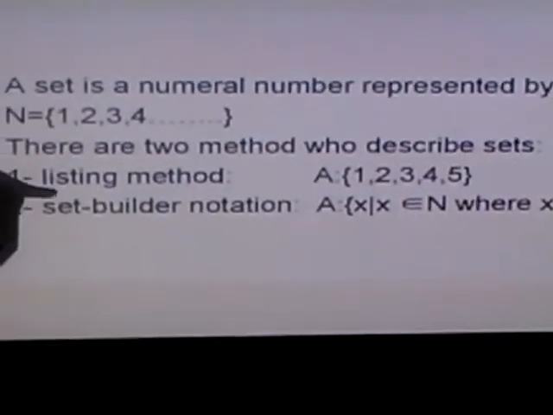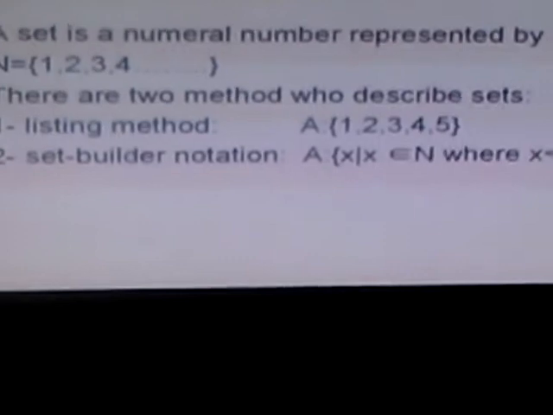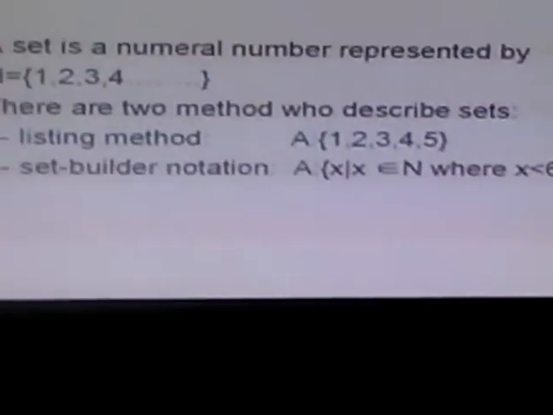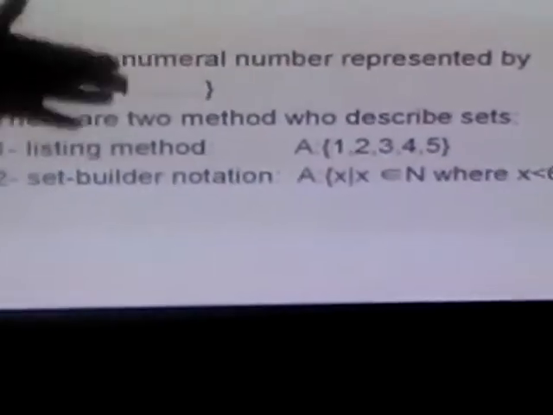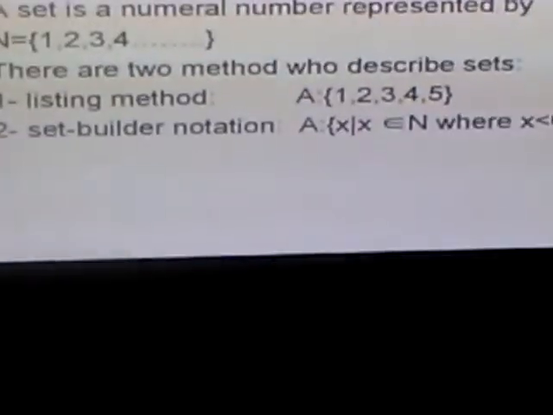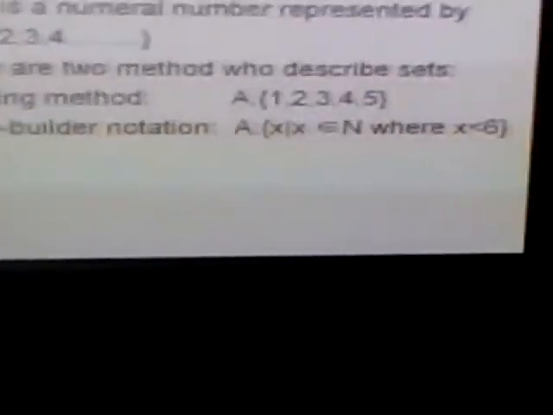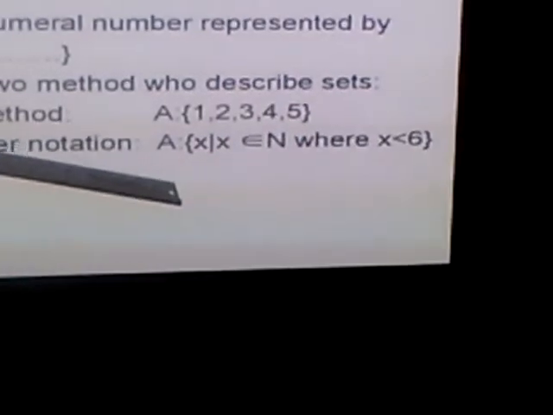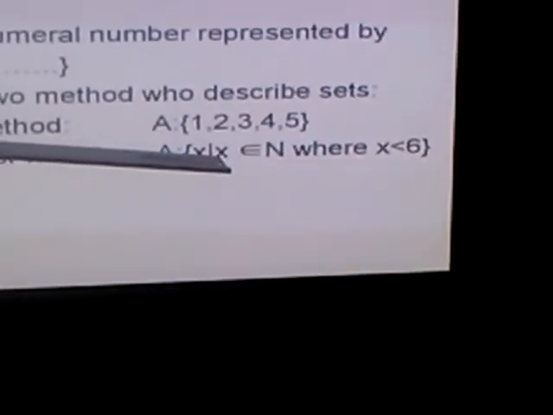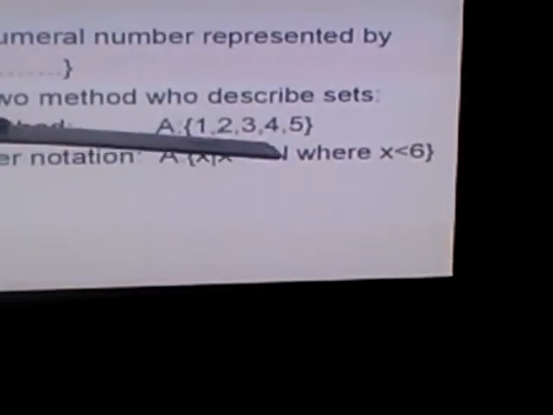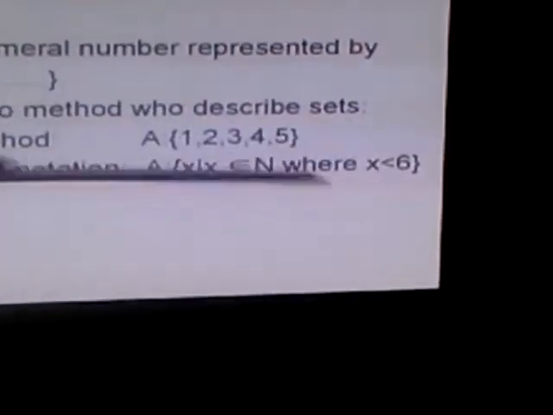The first method is the listing method, so we're going to list the set. So we have 1, 2, 3, 4, and 5. The second is the set builder notation. The set builder notation is the A set. It's equal to the set of X, where X is a natural number and X is less than 6.